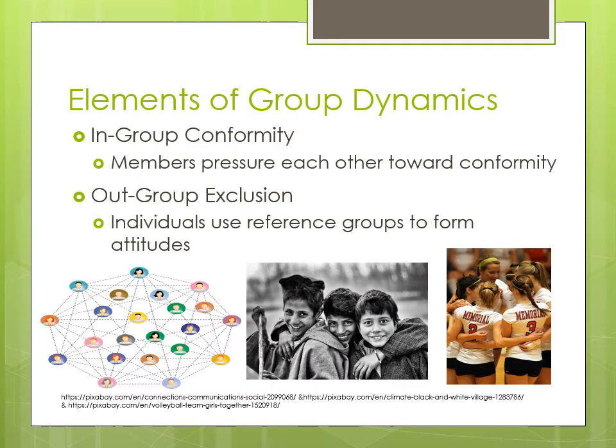When you have groups, there are dynamics that occur when you are interacting with other human beings. We have something called in-group conformity, which basically means that members can pressure each other to conform. So, for example, if I join a basketball team and I decide I don't really want to dribble or bounce the ball, I want to kick it with my feet, I'm not conforming to the rules of that group. And so, when I don't conform, I may be asked to leave.